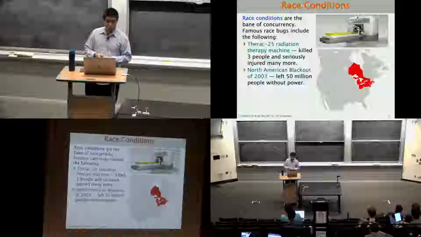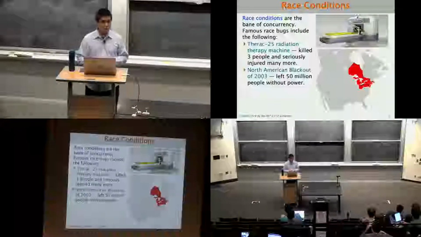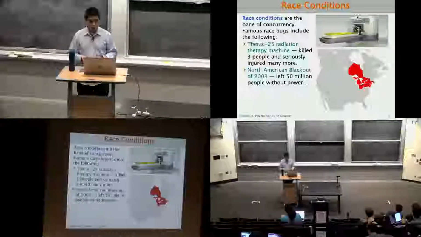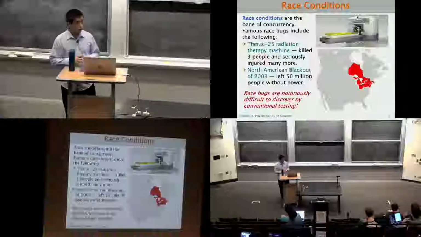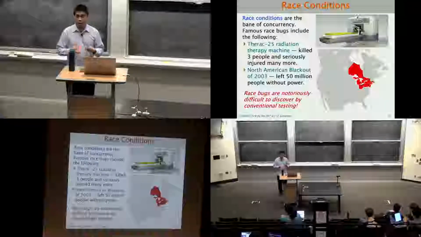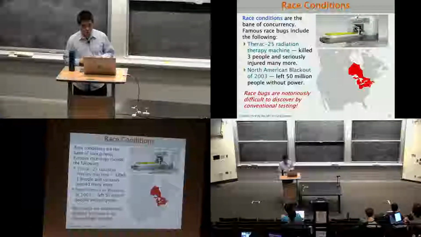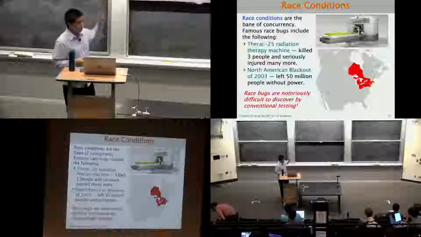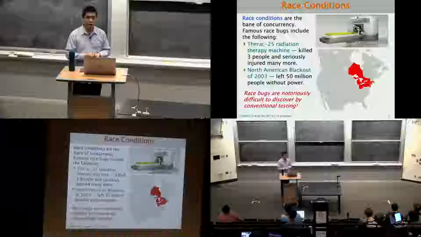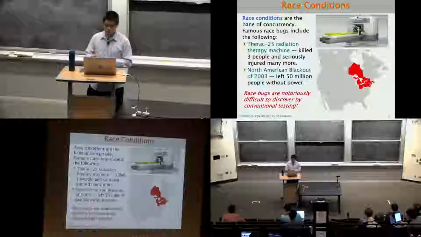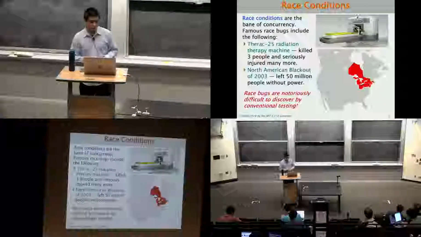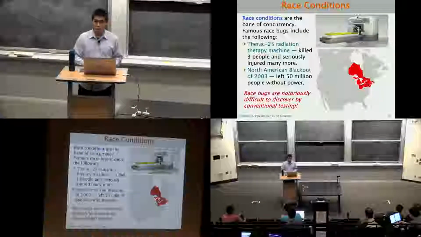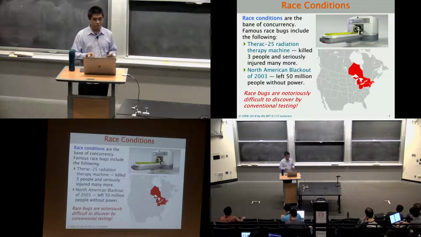The North American blackout of 2003 was also caused by a race bug in the software, and this left 50 million people without power. So these are very bad, and they're notoriously difficult to discover by conventional testing. So race bugs aren't going to appear every time you execute your program. In fact, the hardest ones to find, which cause these events, are actually very rare events. So most of the times when you run your program, you're not going to see the race bug. Only very rarely will you see it. So this makes it very hard to find these race bugs. And furthermore, when you see a race bug, it doesn't necessarily always happen in the same place in your code. So that makes it even harder.